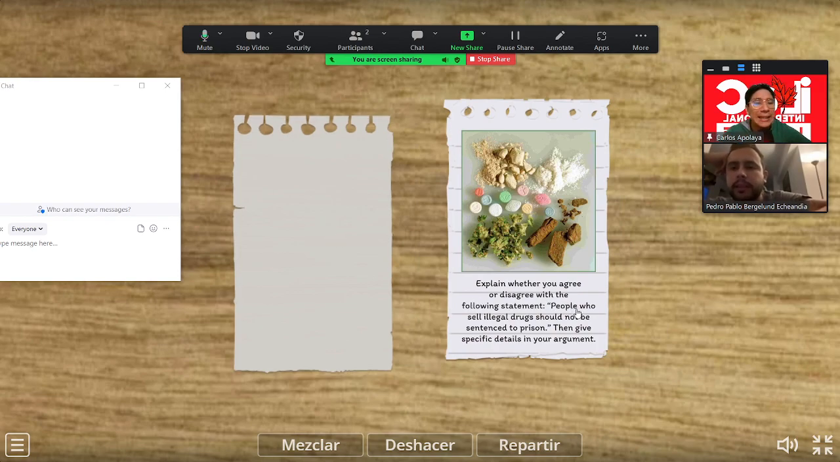People who sell illegal drugs should not be sentenced to prison. What do you think?